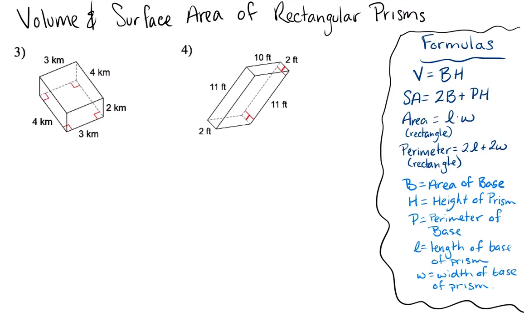Welcome back to my playlist on how to calculate the volume and surface area of three-dimensional figures. We just covered the surface area and volume of square prisms, and now we're moving on to rectangular prisms. Again, if you don't know what a rectangular prism is, I recommend you go back to the first video in this playlist where I define what characteristics make it a rectangular prism.